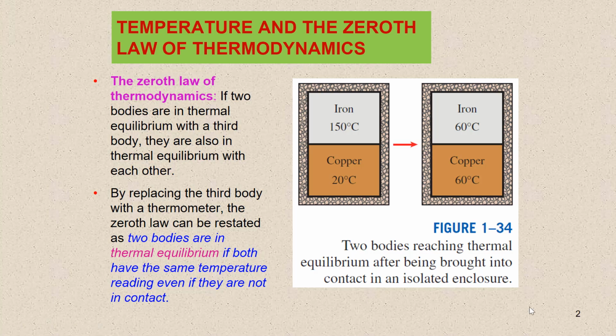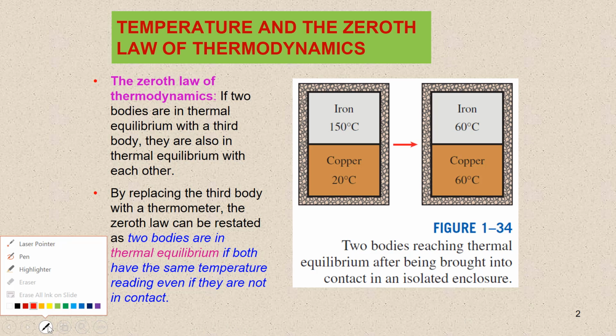So now let's look at temperature and the zeroth law of thermodynamics. It is a common experience that a cup of hot coffee left on the table eventually cools off and a cold drink eventually warms up. That is, when a body is brought into contact with another body that is at a different temperature, heat is transferred from the body at a higher temperature to the one at lower temperature until both bodies attain the same temperature. At that point, the heat transfer stops and the two bodies are said to have reached thermal equilibrium.